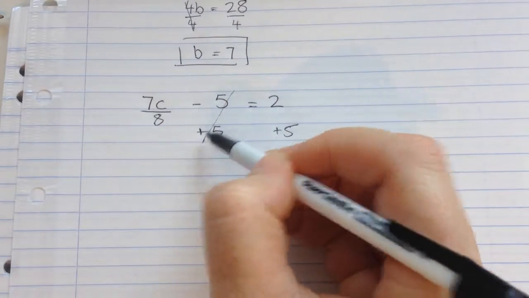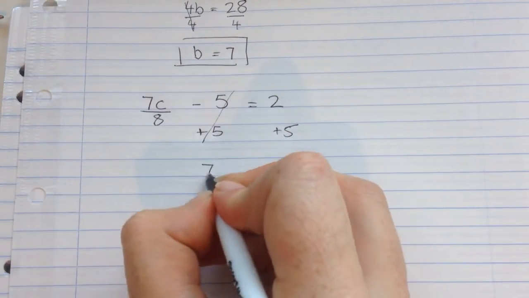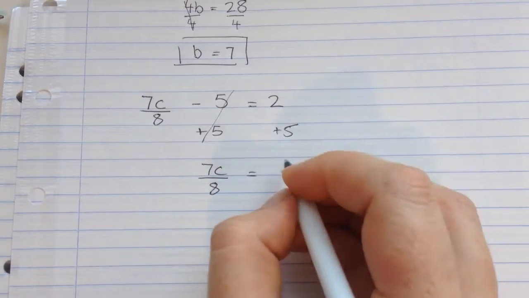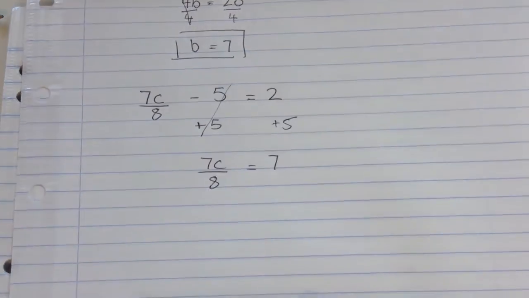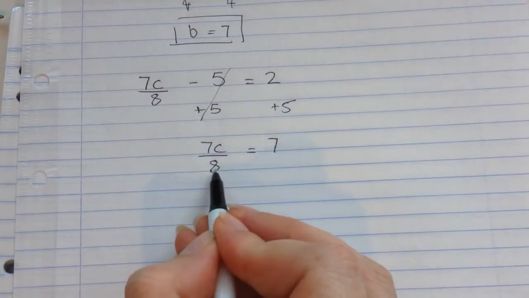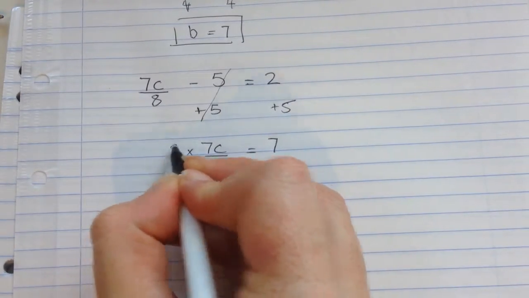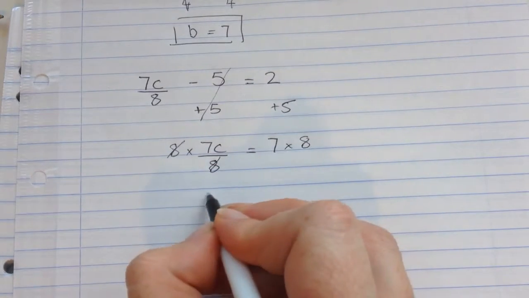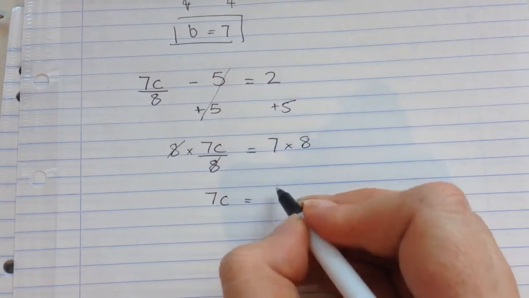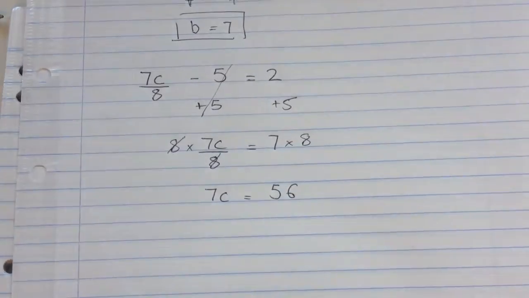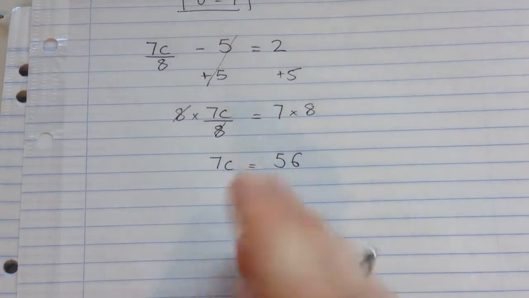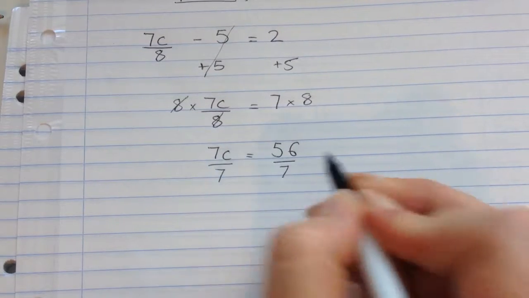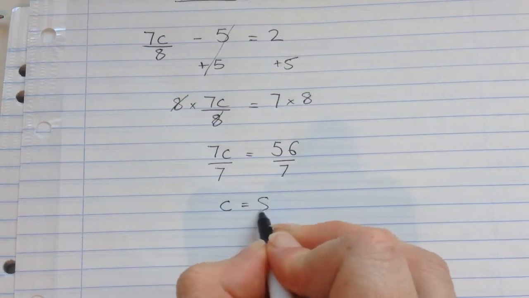On the left-hand side, they cancel, leaving the fraction 7c over 8. And on the right-hand side, 5 plus 2 is 7. To get rid of a divide by 8, I'm going to multiply by 8. These are going to cancel, leaving 7c. 7 8s are 56. Between the 7 and c is a multiplication, so to get rid of it, I'm going to divide, giving me the answer of c equals 8.